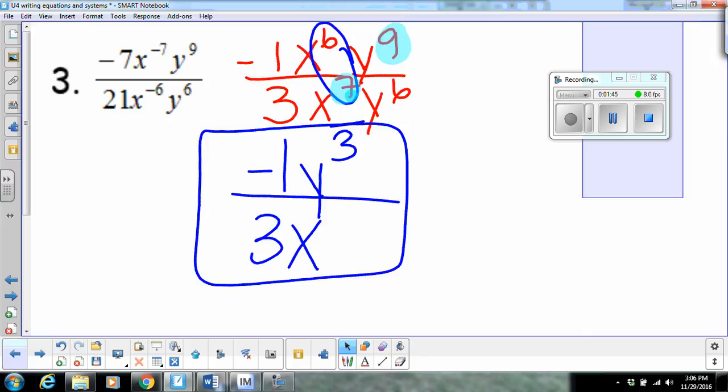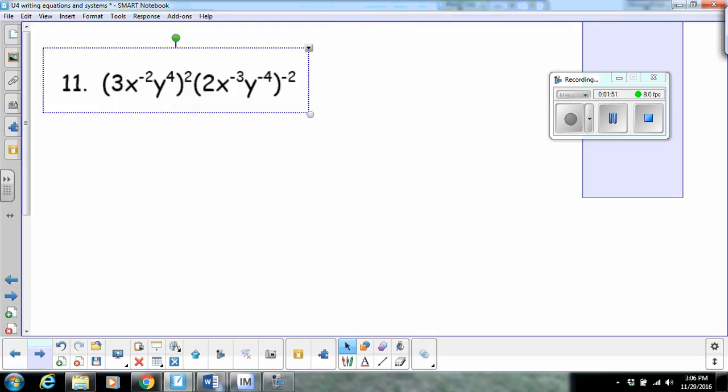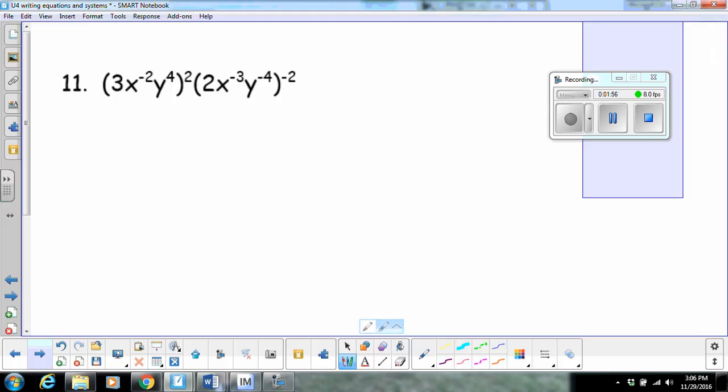Okay, and if you look at your homework, I think 5, 7, and 9 are all similar to 1 and 3. So the only other one that I think I'm going to do tonight is going to be number 11. I might do 11 and 13. So number 11, we're going to start with distributing our exponent. And remember, I talked today to write that out. 3 squared, x to the negative 4, y to the 8th.